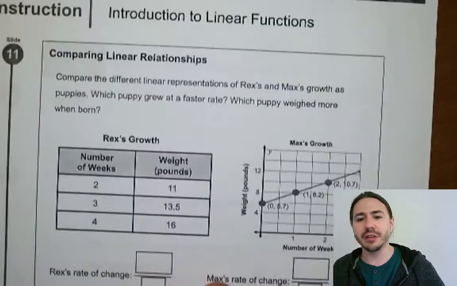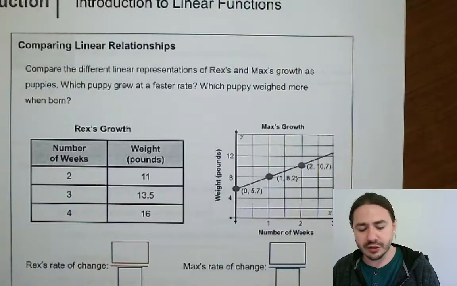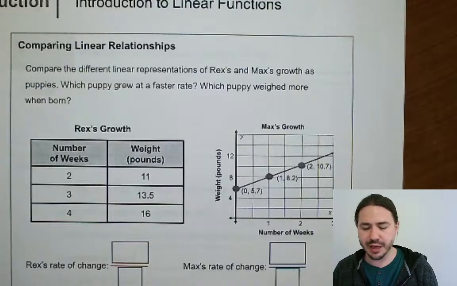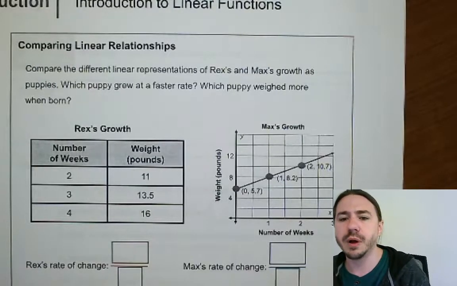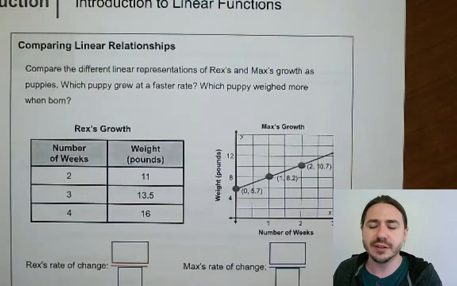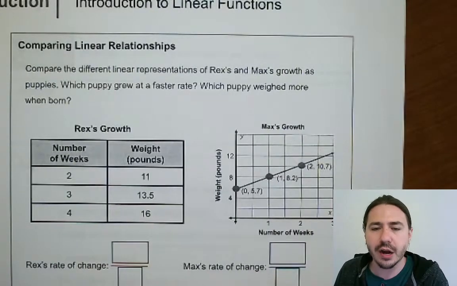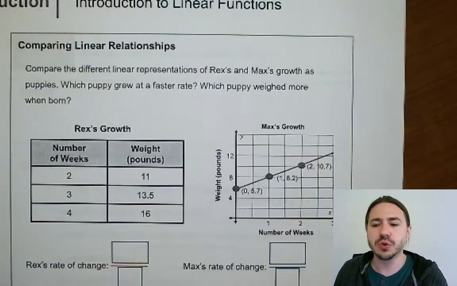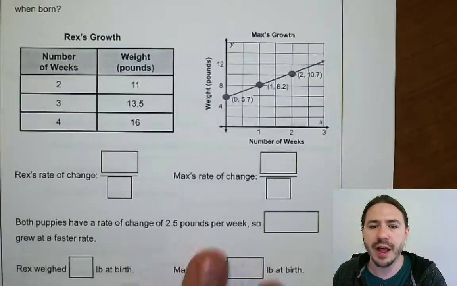Let's look at one other thing here. So this says, compare the different linear representations of Rex and Max's growth as puppies. Which puppy grew at the faster rate? So what we're going to do is compare rates of change and see which one's growing faster. So let's look at Rex.